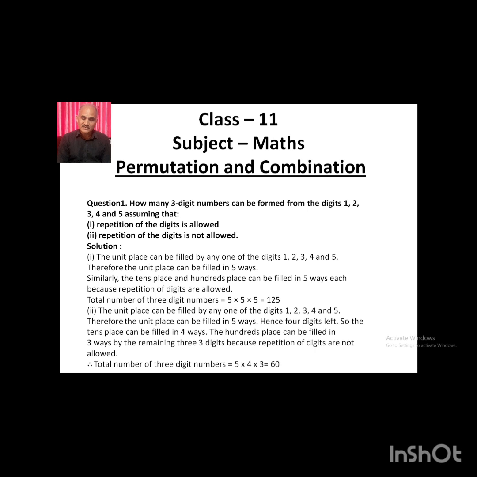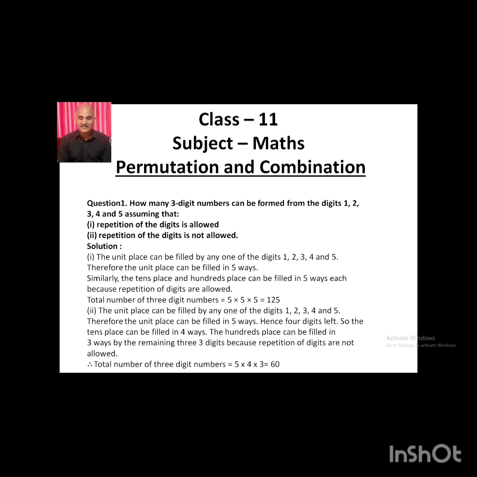So if repetition is allowed, then the unit place can be filled in 5 ways, the 10th place can be filled in 5 ways, and the 100th place can also be filled in 5 ways. So the total number of ways that the 3-digit number is formed is equal to 5 multiplied by 5 multiplied by 5, which is equal to 125.